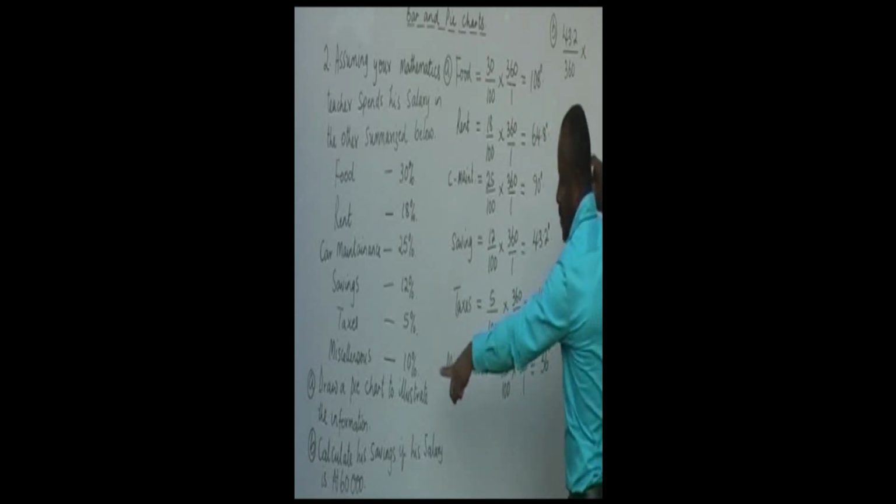43.2 divided by 360, the entire angle of a circle, then times the salary, which is 60,000, all over 1. It's given us the divided by 360. That means his savings is 7,200 naira. And that has brought us to the end of that question.